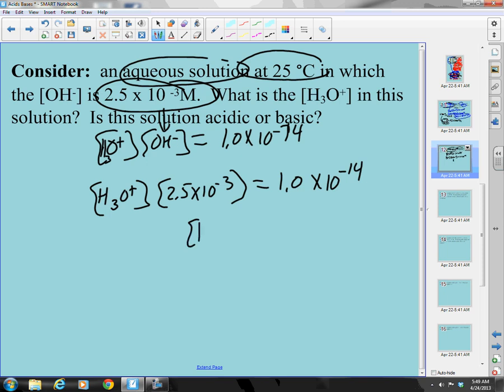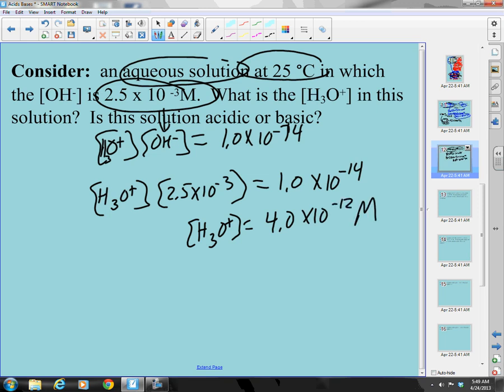Let's do some division. And what do I get? 1.0 times 10 to the minus 14th divided by 2.5 times 10 to the minus 3rd equals 4.0 times 10 to the minus 12 molar.